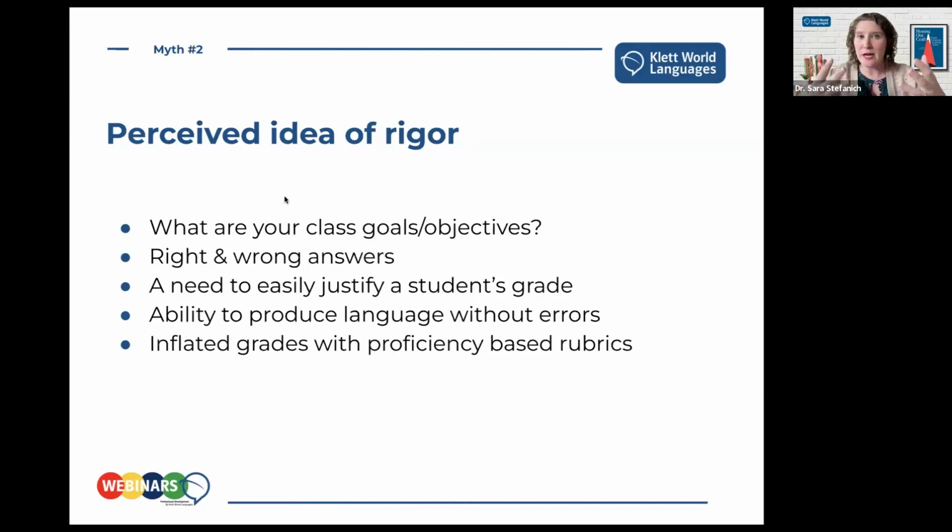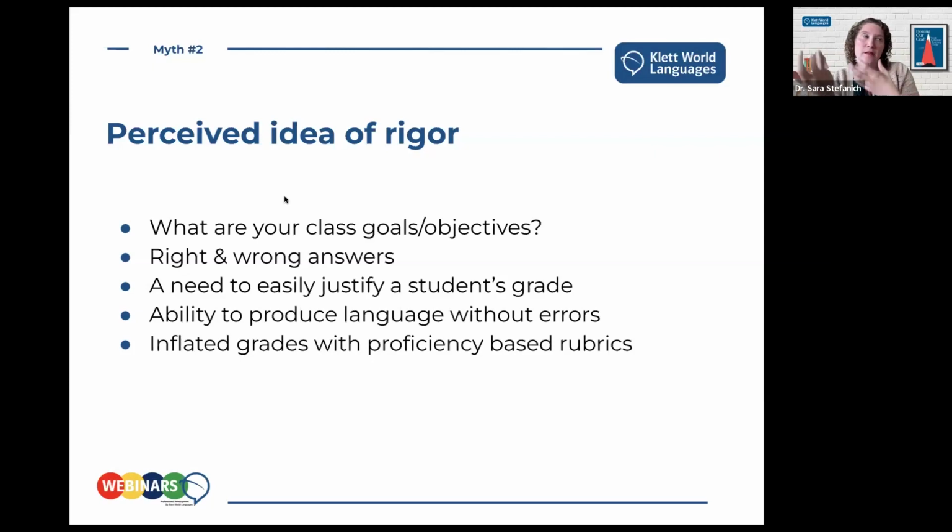It's my impression, and I'm happy to see if you guys agree with me, so feel free to throw those in the chat as well, that curriculums, programs, and classes are more rigorous if they have right and wrong answers. If we're able to tell students, you got this wrong, and so your grade is lower than if you had gotten it right. It's clear, black and white, one or the other. We also have the expectation of students being able to produce language without any errors. So when they produce language and it has errors, well, that was wrong, and they have a lower score than the ones who produce fewer errors.